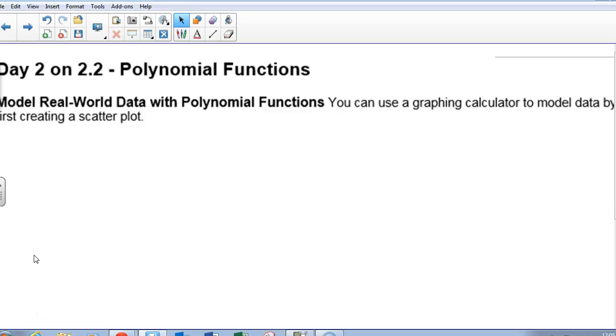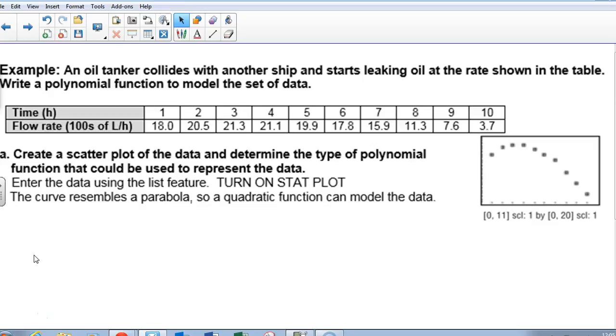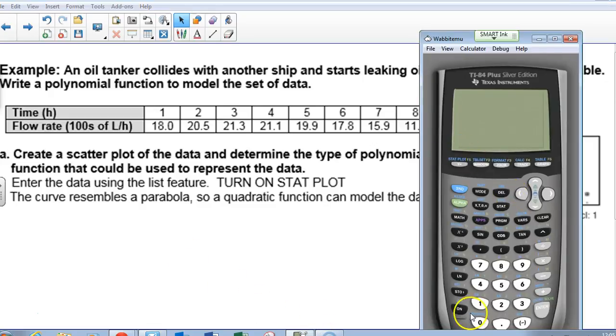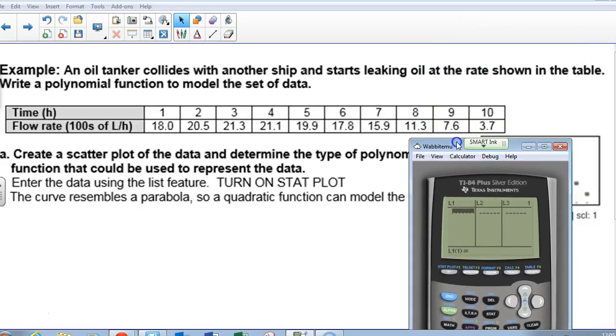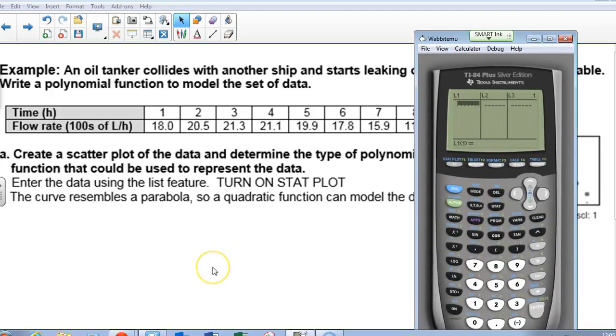This is what your worksheet looks like. And unfortunately, we need to type all of this in. So we need to go to Stat, Enter. And I am going to sadly clear out all of this, and I'm going to have to retype it later. And type in this is data about an oil tanker, time in hours, and the rate at which it is leaking oil.